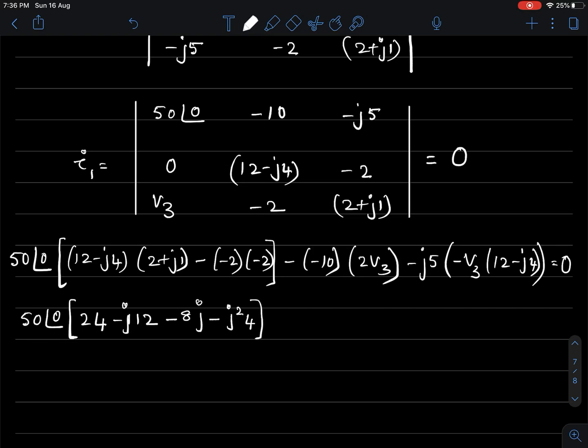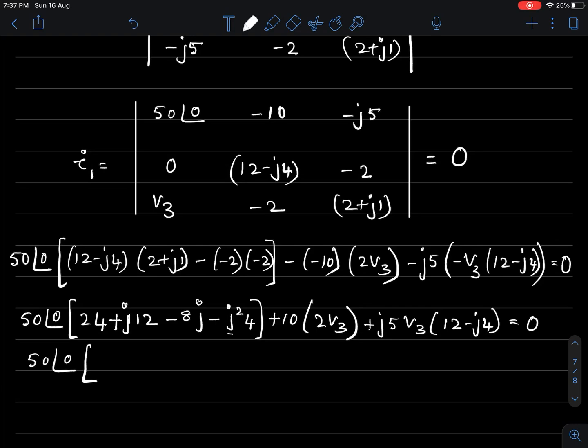Okay, let me see. This comes out to be 10 into 2V3, and this is minus J5, minus, I'll take this minus also, plus J5 V3 into 12 minus J4 equal to 0. This is plus 12J. This is where was the error. Now this is equal to 50 at an angle 0.